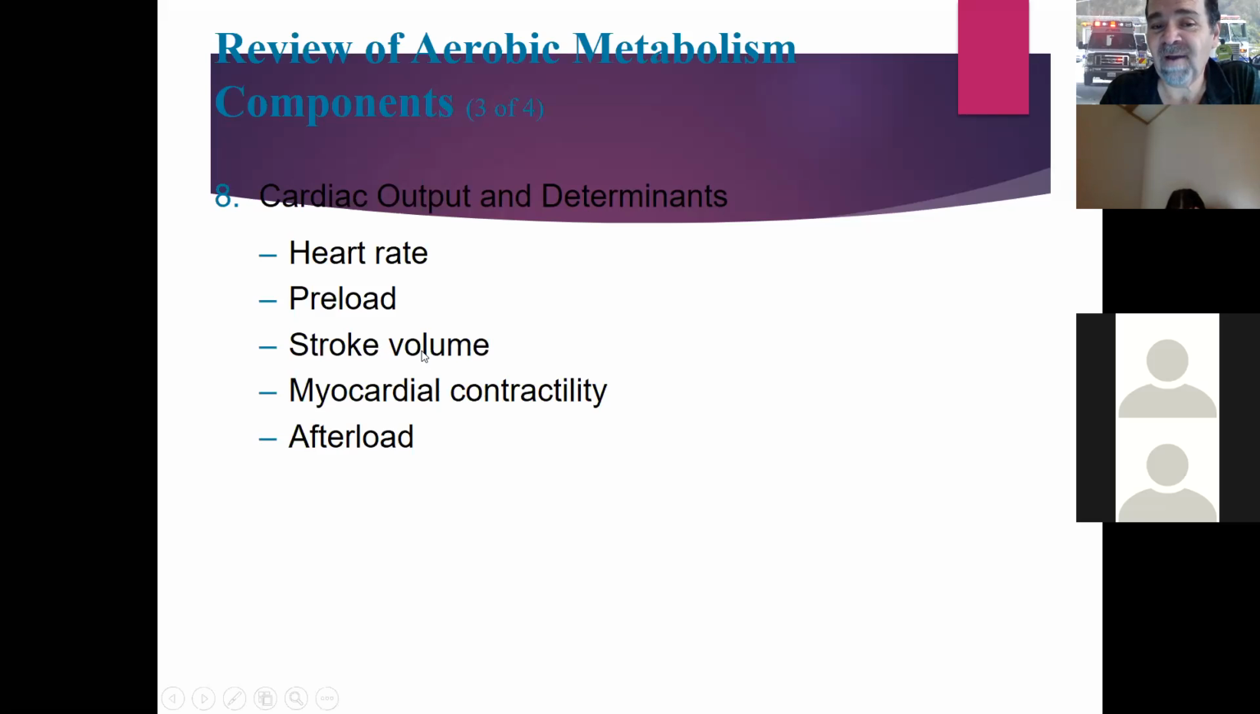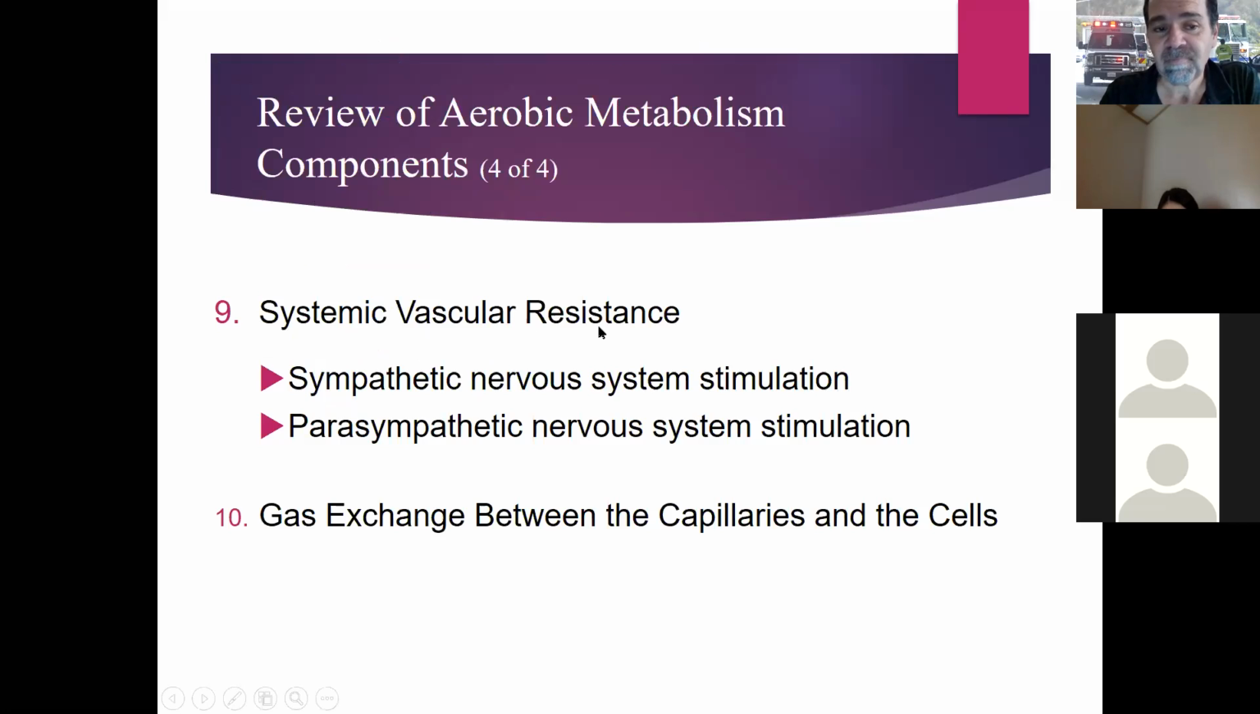Now, stroke volume is defined by heart rate. So systemic vascular resistance, you have sympathetic nervous system stimulation and parasympathetic nervous stimulation. You have gas exchange between the capillaries and the cells also.